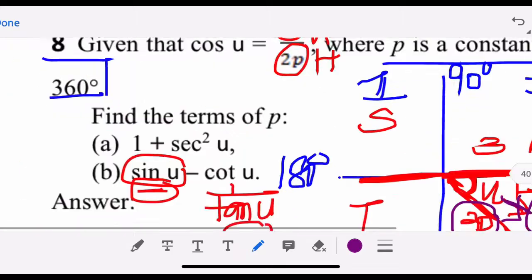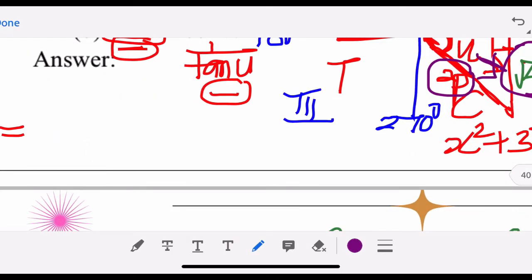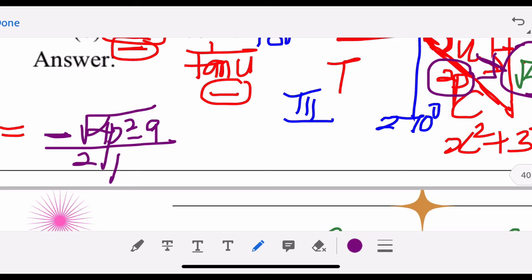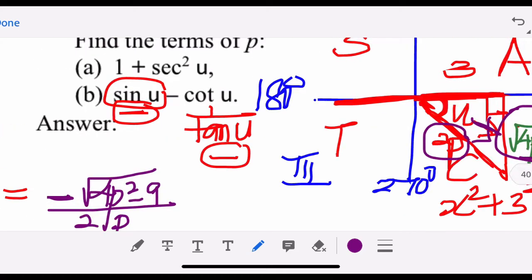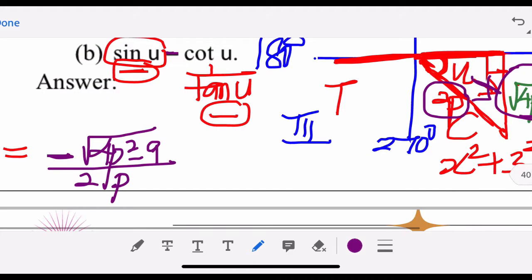But don't forget to put a negative. Majority of the students will forget about that. You have to take opposite over hypotenuse, which is 2p. Minus must be there. And then the question comes with a minus here, so you copy the minus. Cotangent is 1 over tangent u.